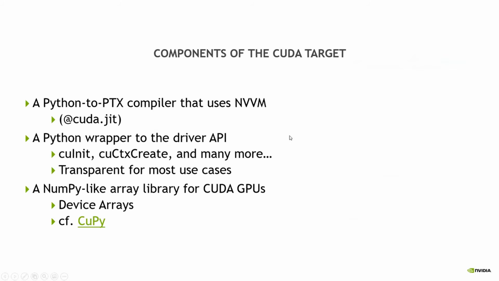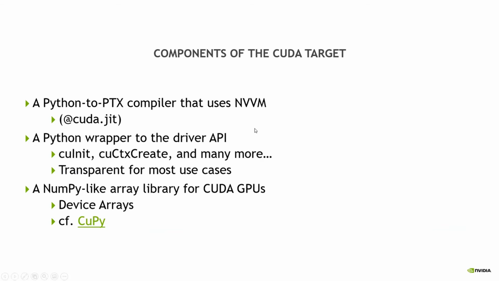In Numba's CUDA target, you can break it up into three main components. The first, which I'm mainly going to talk about, is the compiler, which takes Python and emits PTX using NVVM when you use the CUDA JIT decorator. There's also a wrapper for the driver API, which can use some ctypes bindings that Numba has built in, or it can use the official CUDA Python API. The third component is a NumPy-like device array library, which gives you some NumPy-like operations, but generally what I recommend people do if they can is use CuPy arrays instead, because they can be used transparently with Numba.